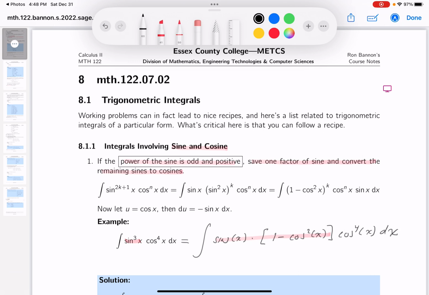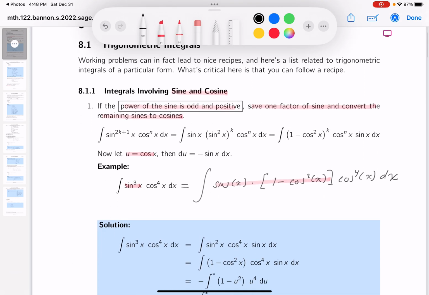All right, what does it say to do? It then goes on to say, let u equal cosine x. Well, let's do that and see what happens. So if u, this is u substitution now, is equal to cosine of x, what would du equal? It would equal minus sine x dx. Well, let's put that down. We'll put a little star over here.